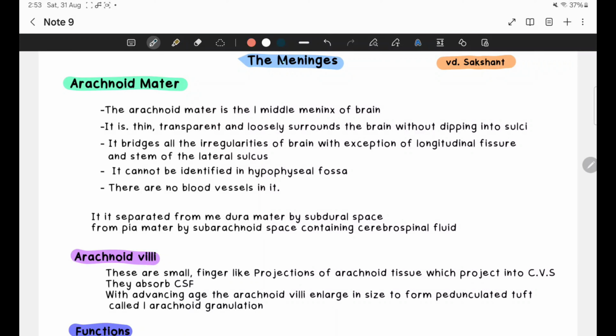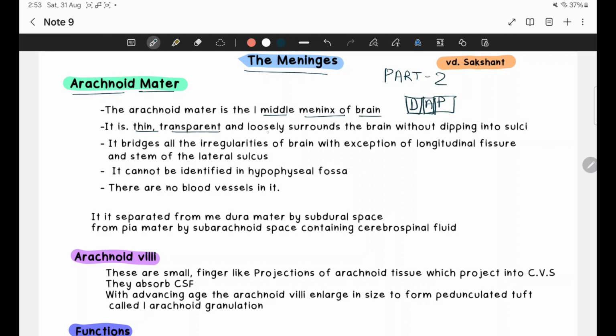So today we are looking at the meninges, the remaining part of our first video. This is part 2 of the video. In this video we will see the arachnoid mater. The arachnoid mater is the middle meninx of the brain, as we have seen in DAP, where D stands for the dura mater, A stands for arachnoid and P stands for pia mater.